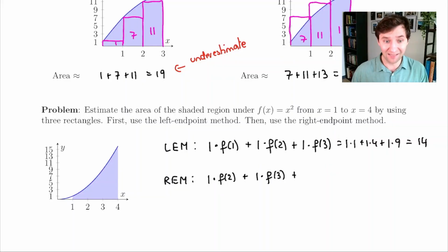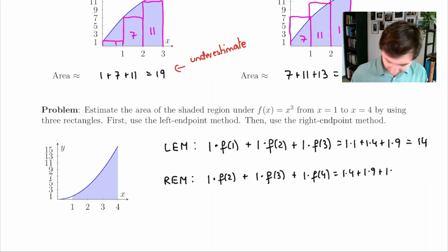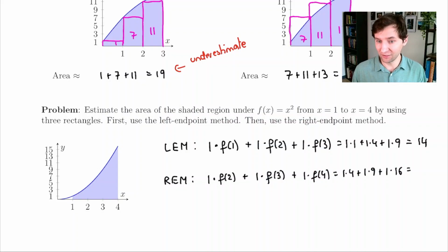The area of the last approximating rectangle will be 1 times f of 4. This means I get 1 times 4 plus 1 times 9 plus 1 times, and 4 squared is 16, so I get 16. This gives me 4 plus 9, that's 13, plus 16, that's 29. The right-endpoint method gives me the approximation of 29.